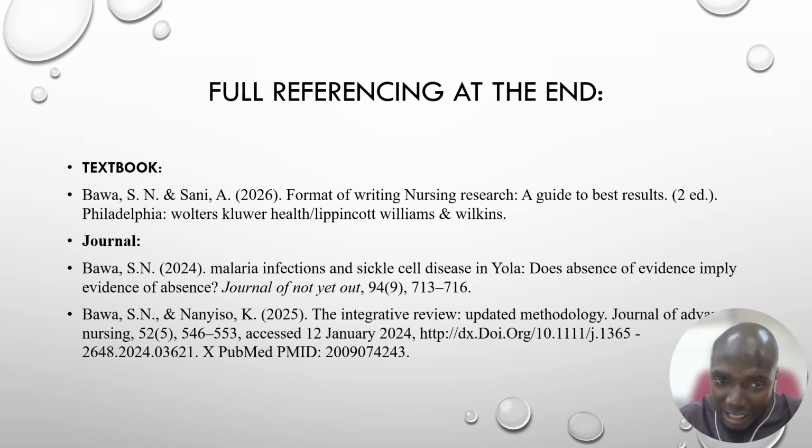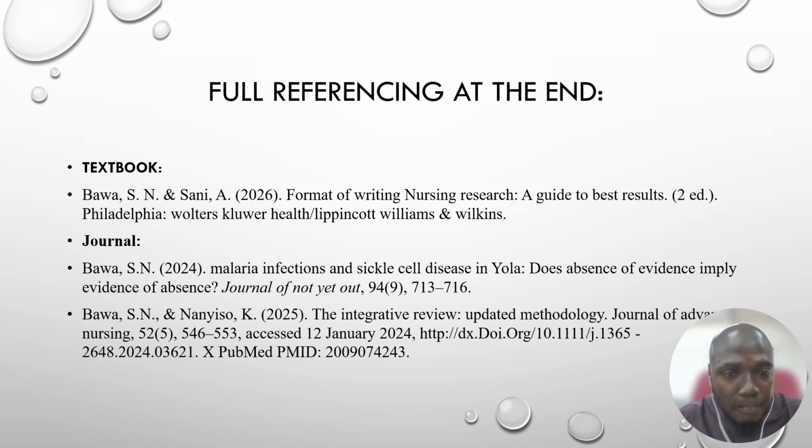Journal of Not Yet Out, because I use 2024. This journal is not yet out, so it's not the name of a real journal. For example, names of journals are Journal of Nursing Research, American Journal of this, Journal of that, all these journals. But this one I've used as an example because it's not true. It's just an example that I give.